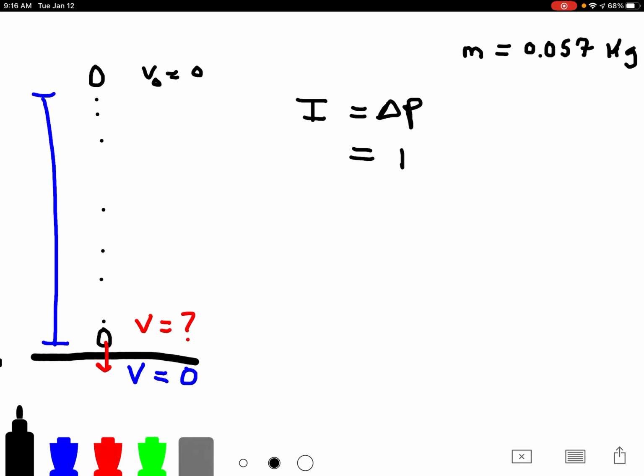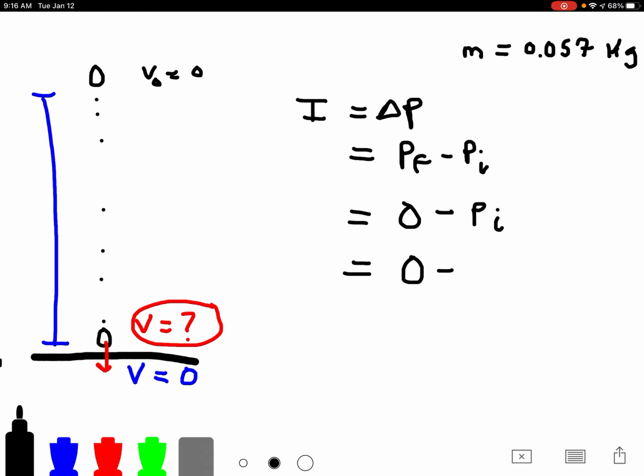And we know that's just final momentum minus initial momentum. And already we know our final momentum is going to be 0 because it comes to a stop. But right before it hits the ground, it's not at a stop. It has this velocity. So we can just plug this in then, that minus the initial momentum. Initial momentum is just mass times the velocity that it had right before it hits the ground. We can just call that m times v. This v is the same as what we just solved for.